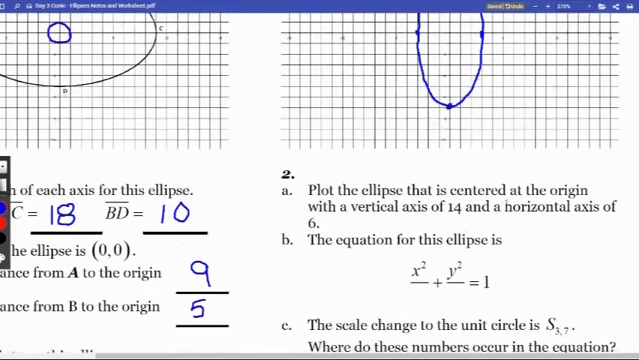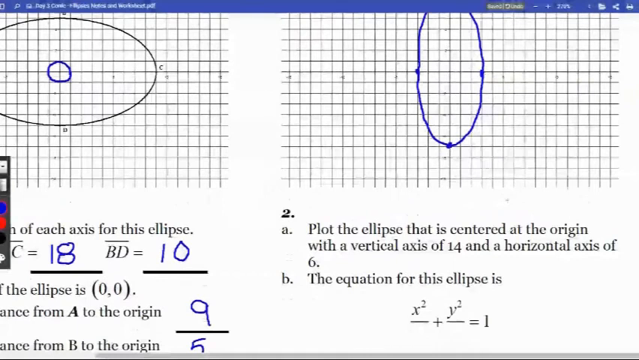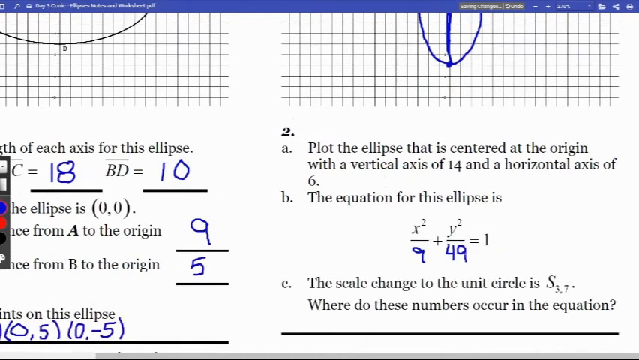The equation for the ellipse: this horizontal distance right here is 3, the distance from the center, half of the axes, or the length of the axis. And so x squared over 9, coming from 3 squared. And then y, the vertical distance from the center to a point on the ellipse, is a distance of 7. And so I'll have y squared over 49, or 7 squared. So this is the equation for this ellipse.